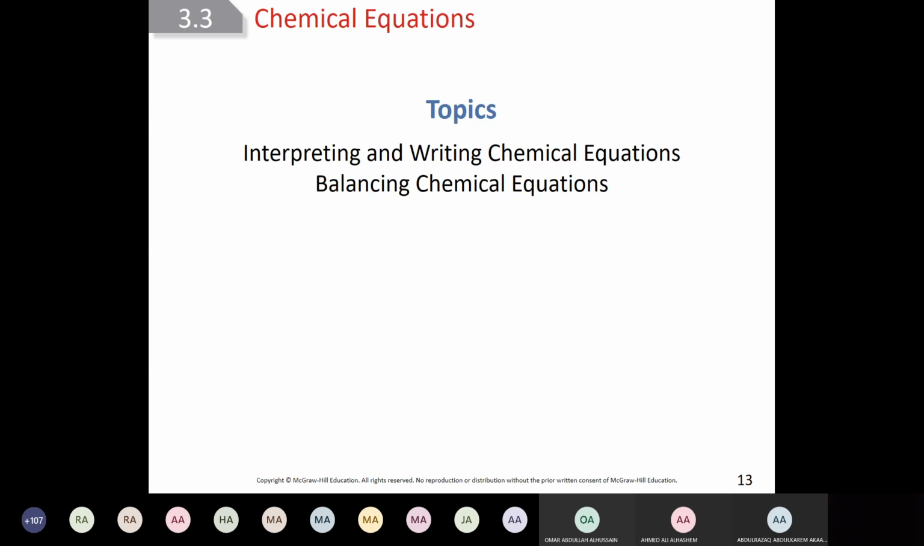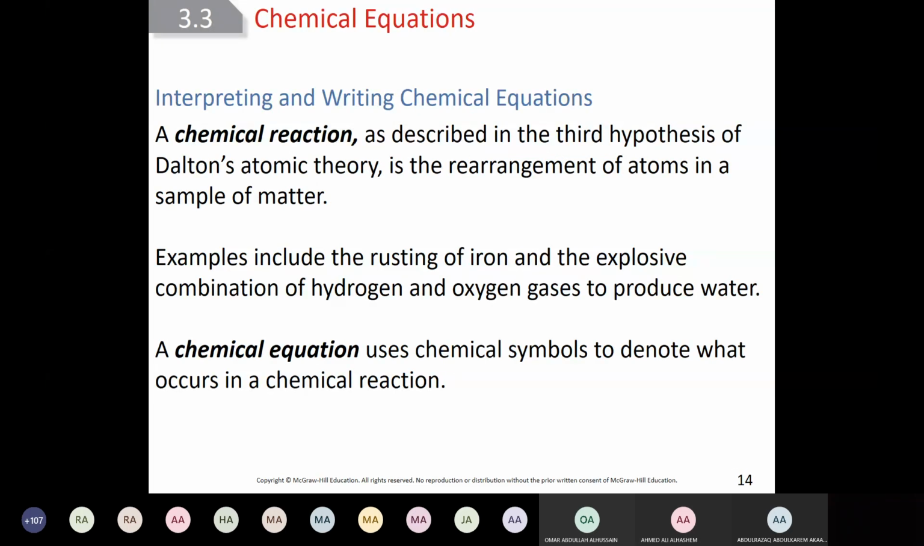Now, when we have a chemical equation, this is very important, we have to balance it. How to write and balance a chemical equation. For any chemical reaction, we write a chemical equation in which we have reactants on this side, which go to products.